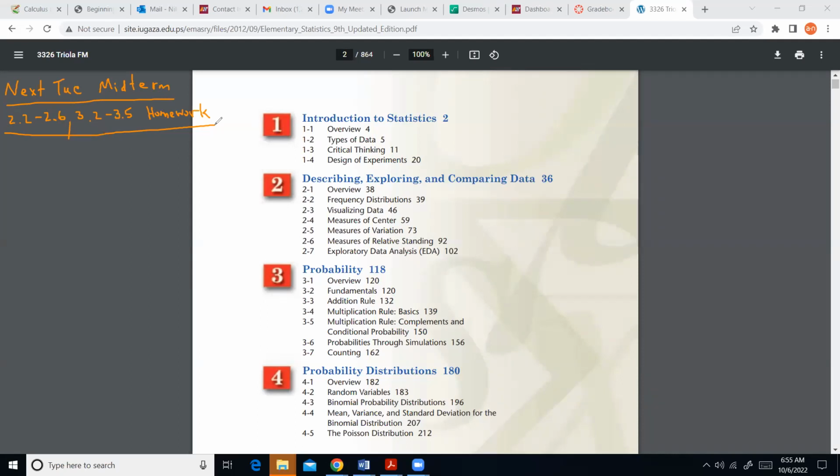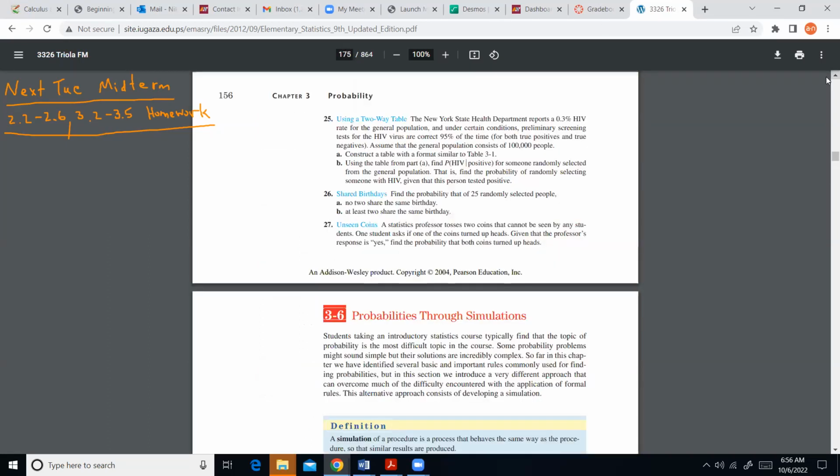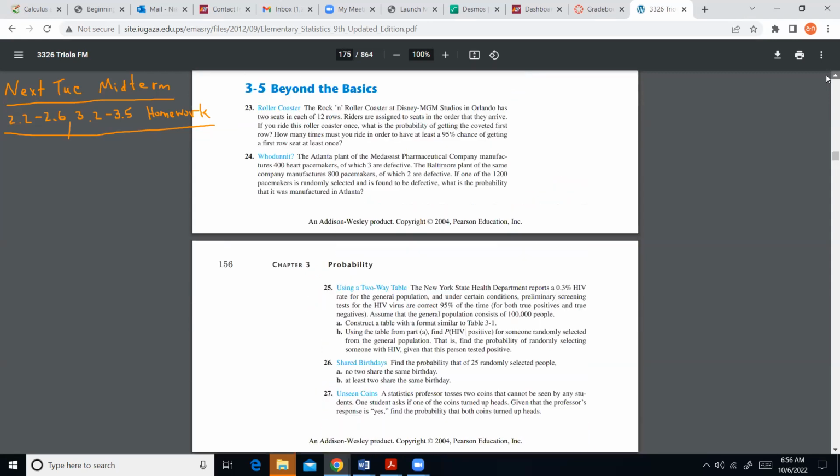So please tell me what problems you would like me to do. There is a problem that I would like to do for you. It's in section 3.5 on page 150 to start. So add 25 to 150, it'd be like page 175. So you get to that section 3.5 right away.